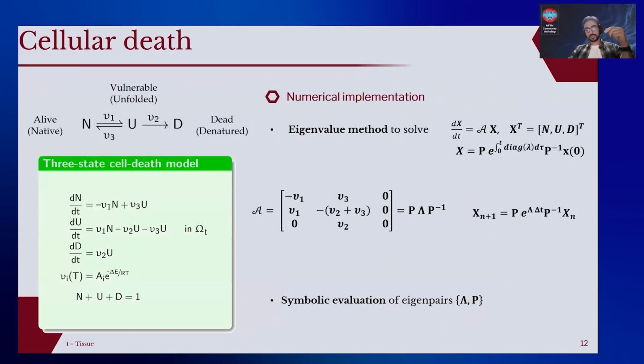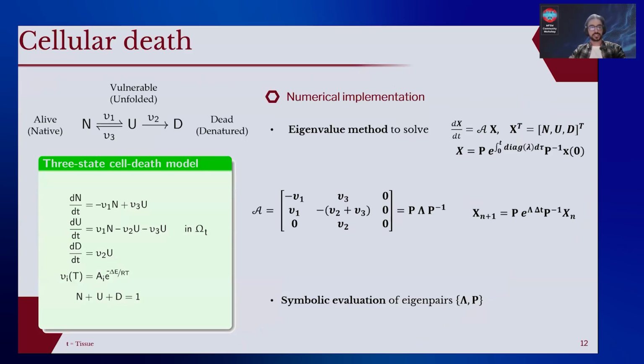For the cellular death, we use a continuum approach. So in each point, we assume that the tissue can be in different states described by fractions: it can be alive, dead, or vulnerable. So it's sort of an intermediate state, a recoverable state.